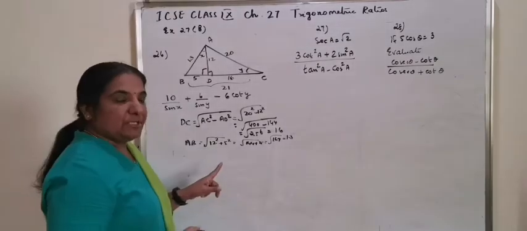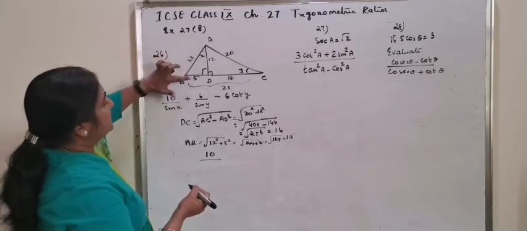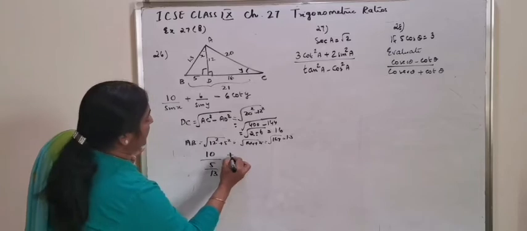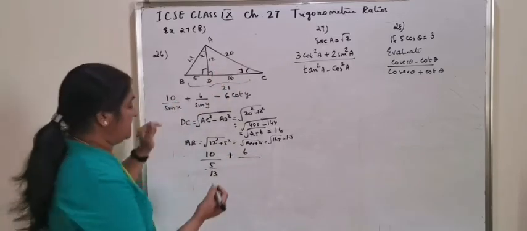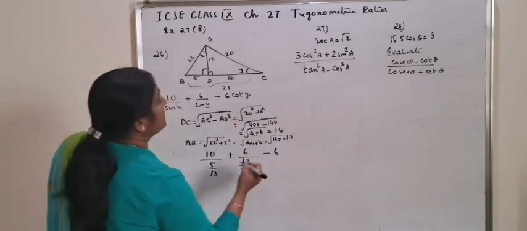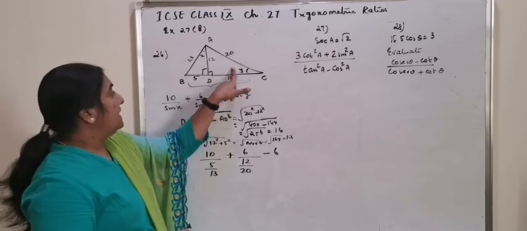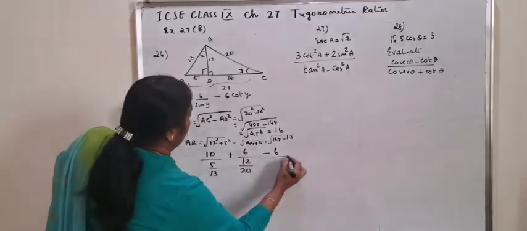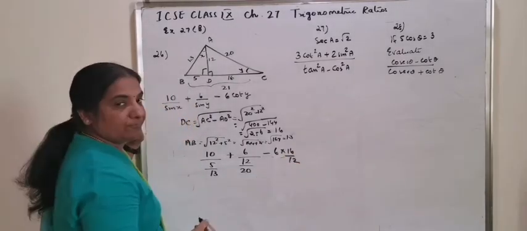Now substitute the values. 10 by sine x is the same as 5 by 13, plus 6 by sine y is the same as 12 by 20, minus 6 cot y. Cot y is the reciprocal of tan y. Tan y is 12 by 16, so cot is 16 by 12, into 16 by 12.